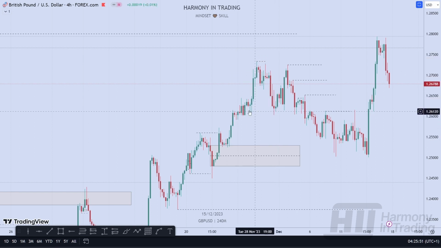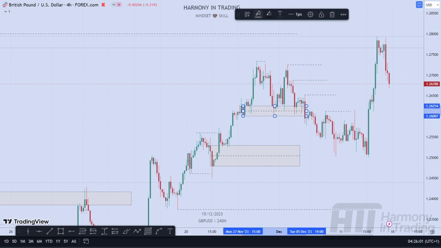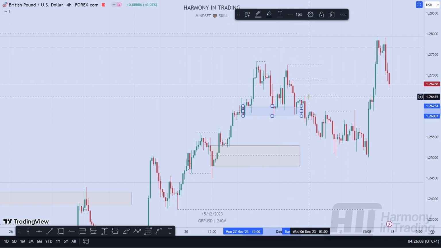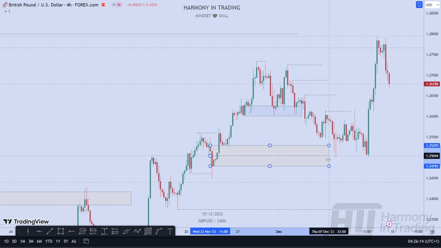So we actually see the demand zone over here being respected. All right, so we actually have this here being respected, and we have this here being respected, and ultimately we see that this is actually being broken down, and then we eventually get to this zone that was unmitigated earlier, and it is now mitigated.